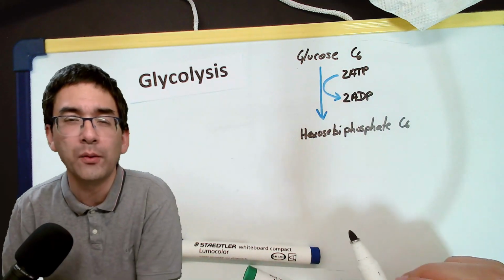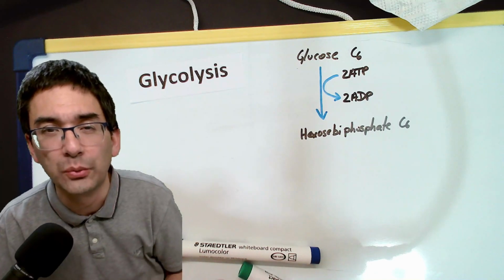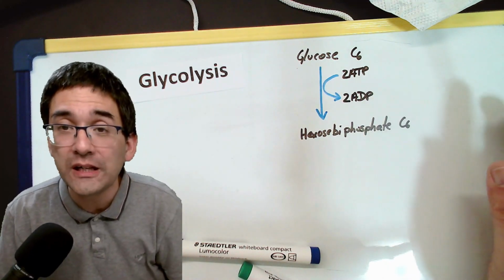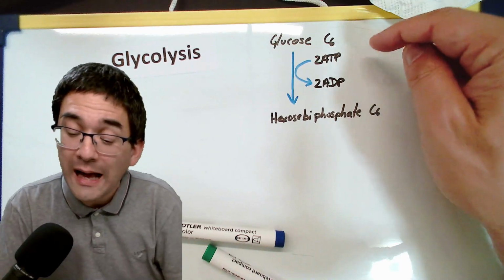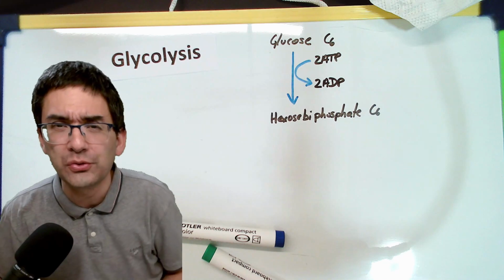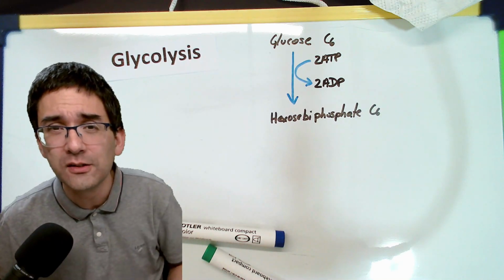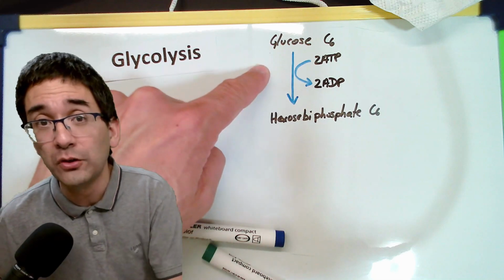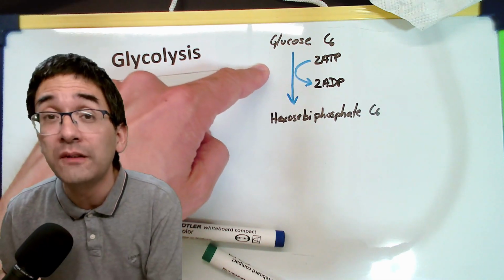Now why do we do that? Or why would the cell do that? What's the whole point of this? Well, this here is an energy investment stage. So we're adding energy to glucose. It's kind of strange. I thought we were supposed to get energy out, right? Isn't this the whole point? What I just told you, we want to get energy out. And what I have to do here, however, is I have to invest energy.